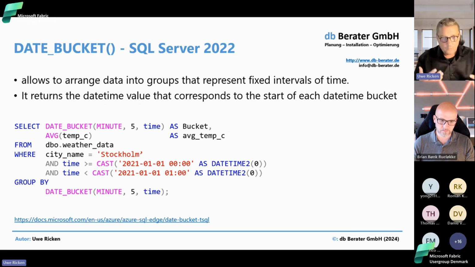So working with this is very, very simple. You see here my query. What I wanted to run allows me to arrange data into groups, the buckets that represent fixed intervals of time. And the good thing here is it returns the datetime value that corresponds to the start of each datetime bucket.